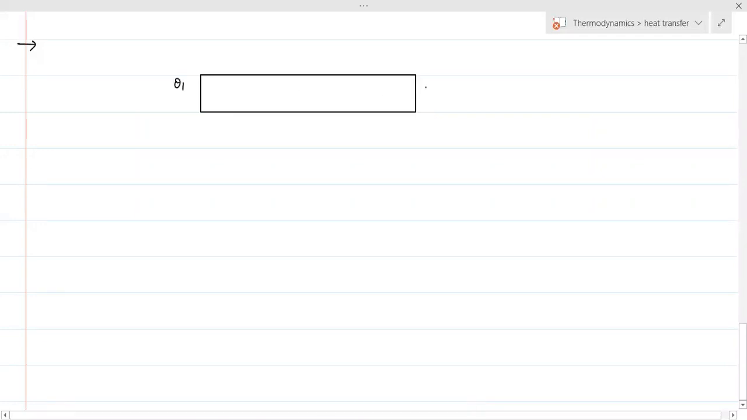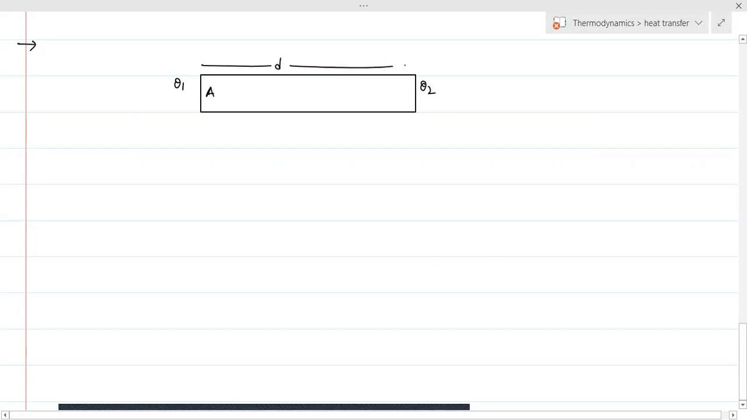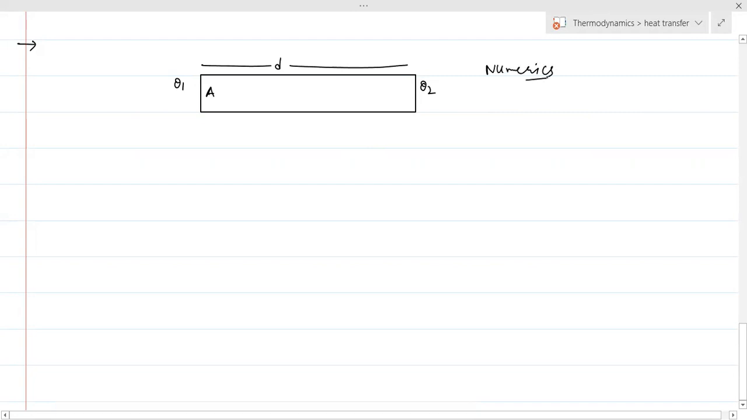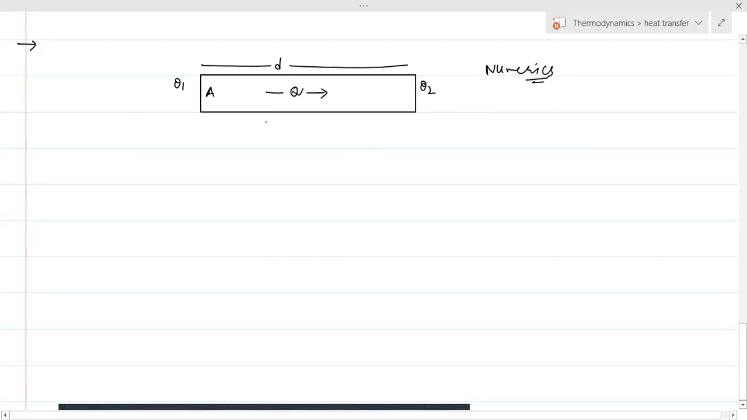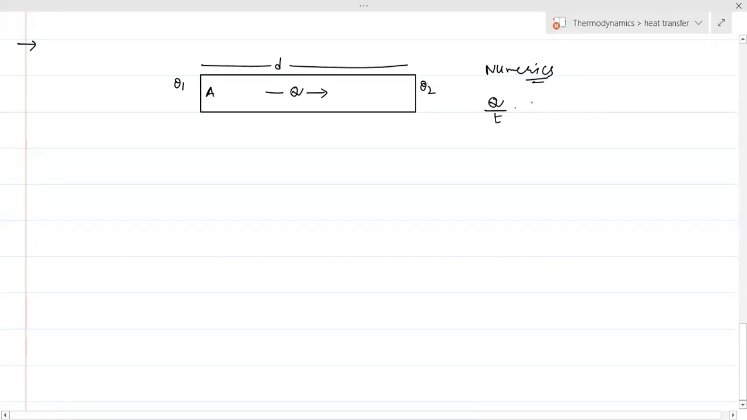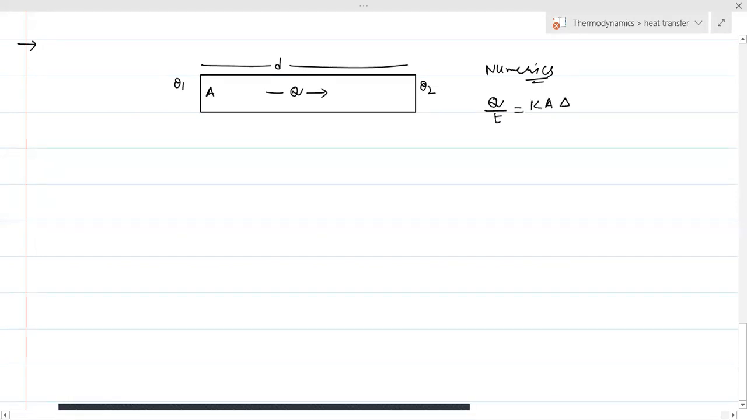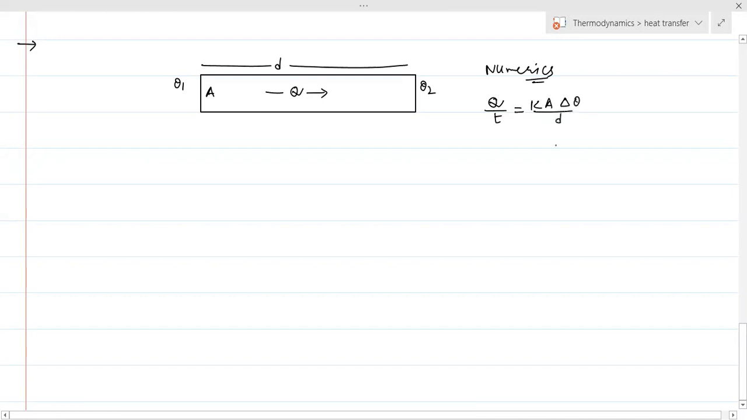Theta 1 and theta 2 are given. The area of cross section is A and the length D is given. For the numerics, this is very important: if you are interested in finding the heat transfer, we just write Q by T equals K A delta theta by D. We know every parameter.